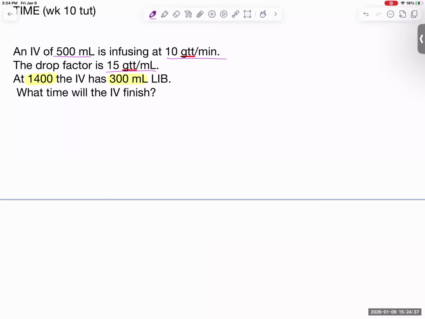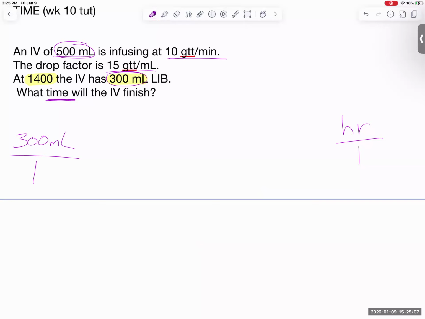So a lot of people get confused. Well, which one do I start with? Well, number one, I'm solving for time. So when we solve for time, we're solving for hour over 1. Okay? But people are like, which one do I start with? Does anybody know which one we start with? Do I start with 500 milliliters in my problem or 300 milliliters? 300. Why? 300. It's what's left. And we know the time.